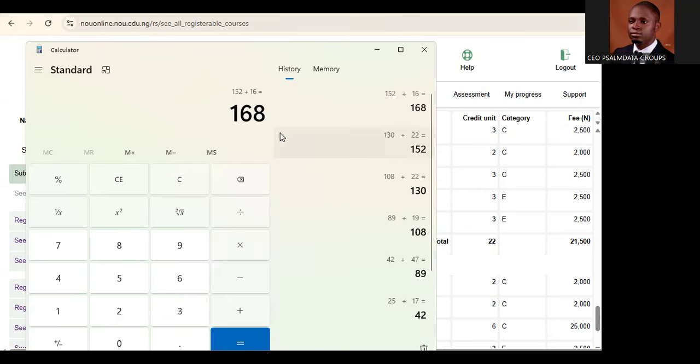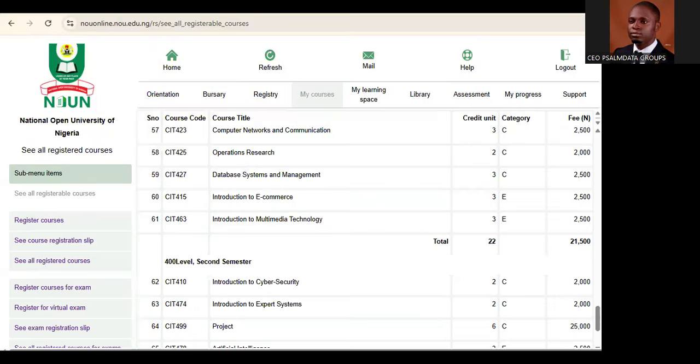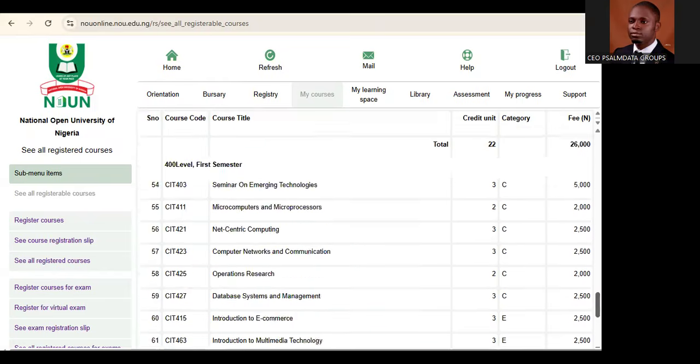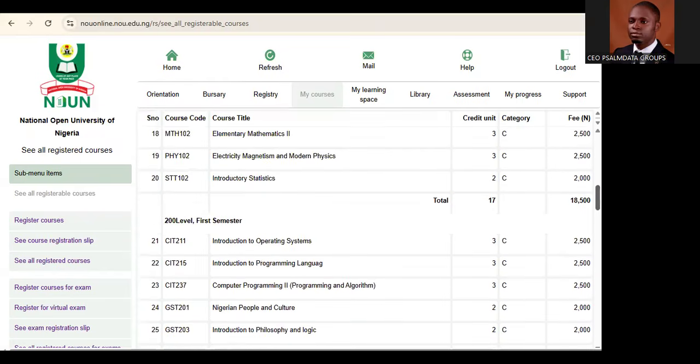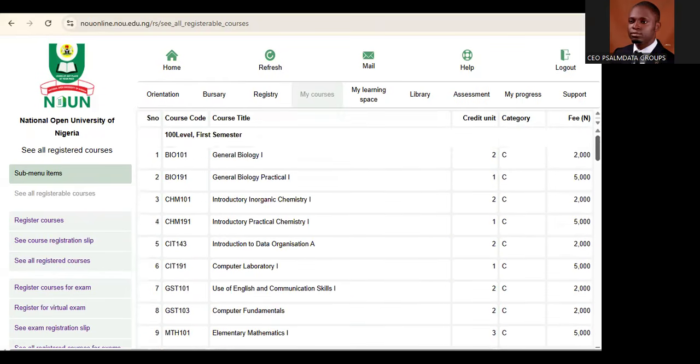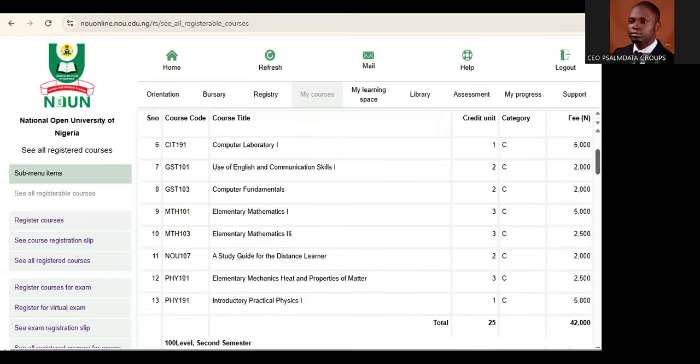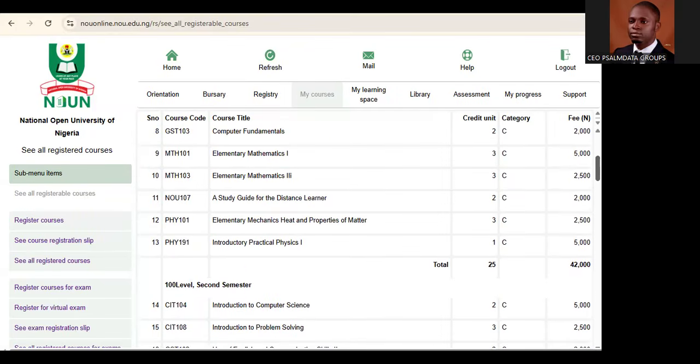Fine. Now, what is the role of elective courses? Now, let's do something. What we did just now was calculate everything, both elective and core courses. Now, I want us to do something. We are going to remove, and this is what you have to do yourself on your portal, so you know how much elective you will need to register.